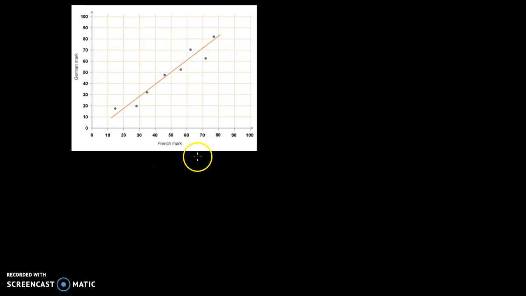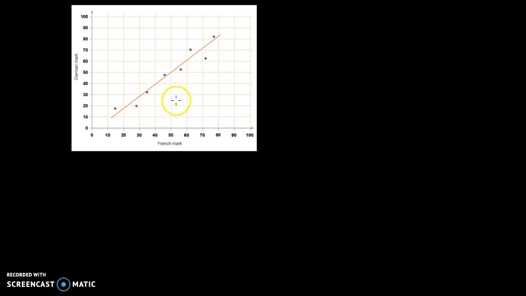Hello! Today we're going to look at finding the line of best fit from a scatter graph. So here I've got an example of French marks plotted against German marks for a few pupils, and the line of best fit has been drawn already. So we want to find the equation of that line of best fit.